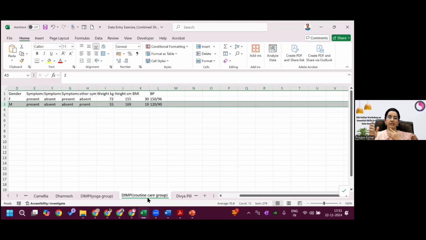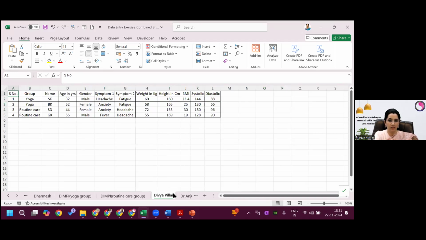So that way it is not possible to analyze. Coming to Divya, I think Divya has done it correctly, except for symptoms. She has written symptom 1 and symptom 2, where you should have, we'll see how to write that. So this was one issue, otherwise it was okay.